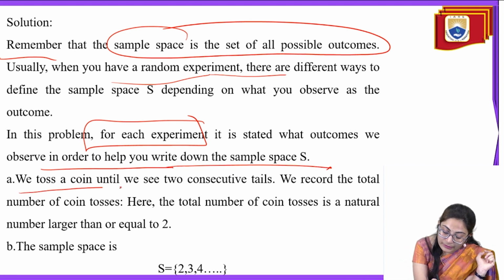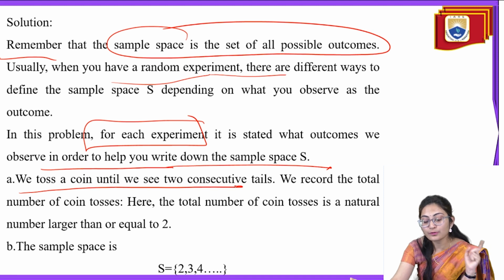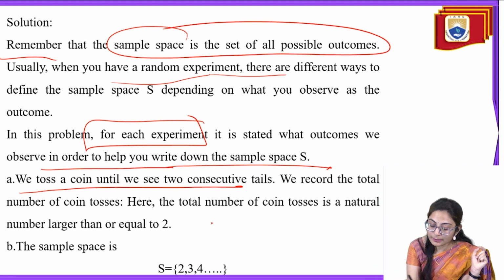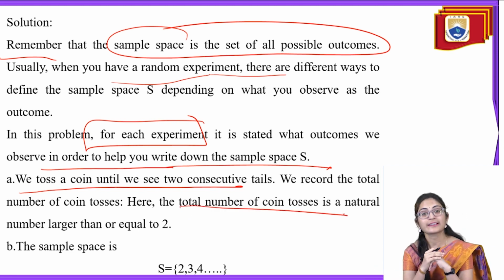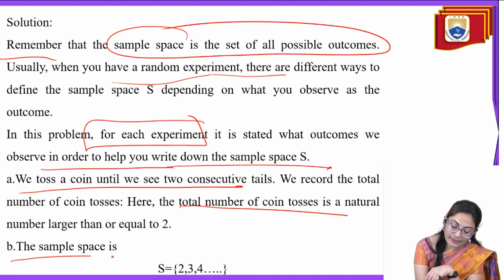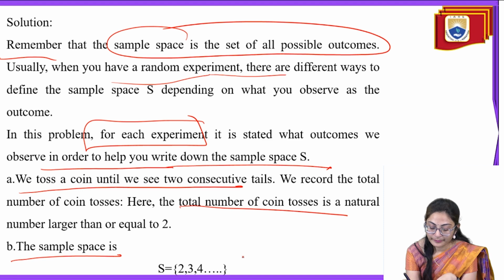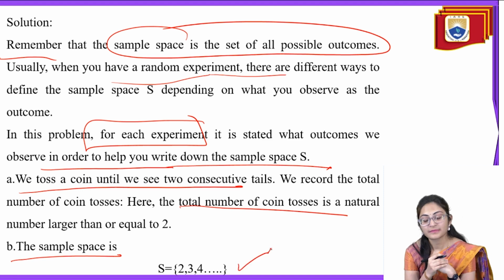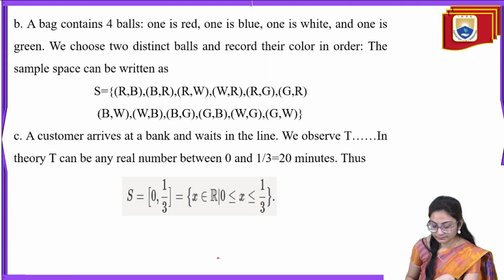Now we toss the coin until we see 2 consecutive tails. We record the total number of coin tosses. Here the total number of coin tosses is a natural number larger than or equal to 2. So the sample space is S = {2, 3, 4, ...}.